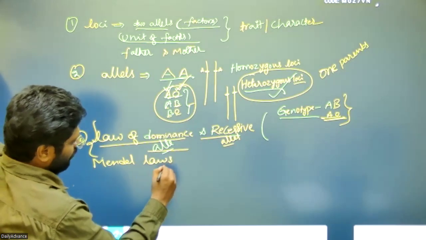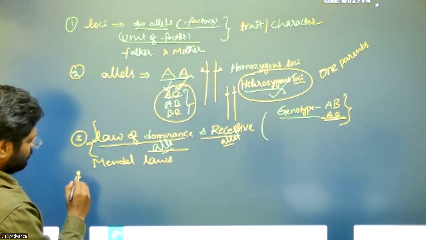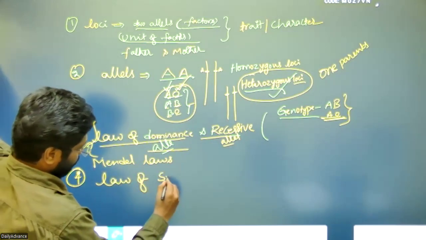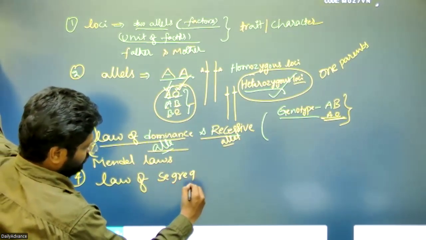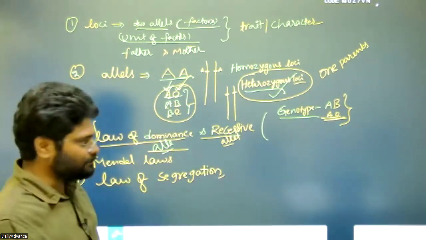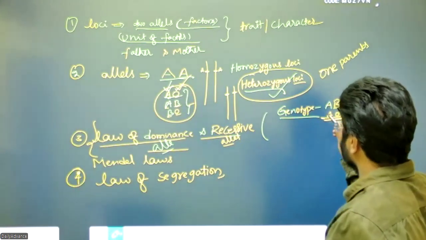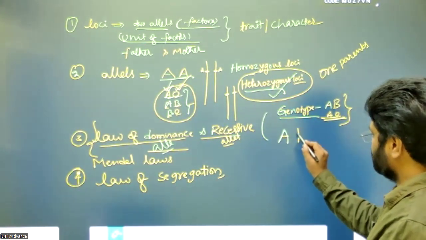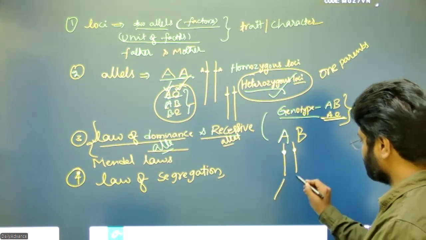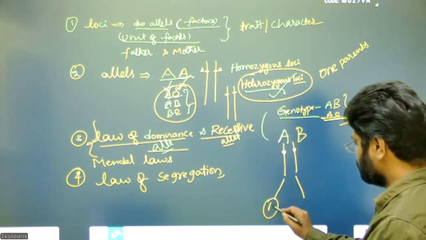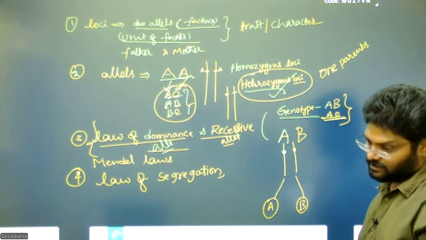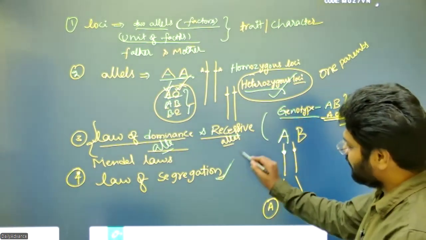And the third law we have seen is the law of segregation. The law of segregation means that in a genotype, while forming gametes, one gamete receives one factor and another gamete receives the other factor. This we call the law of segregation.